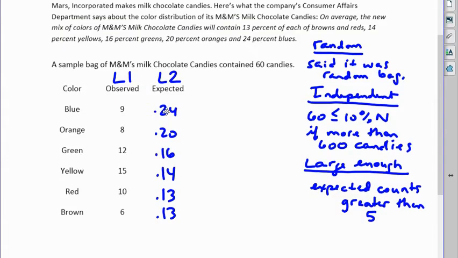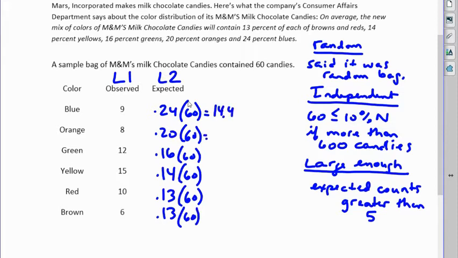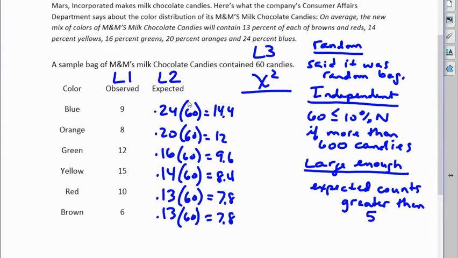Okay, so percentages are not expected counts, and they want to see your expected counts. So all of these needed to be out of a 60 M&M bag, how many do you expect to be each color? These are my expected counts, and I'm keeping my decimal. And now I've already calculated those chi-squareds, and I put them in L3, so I'm just going to write down those numbers.